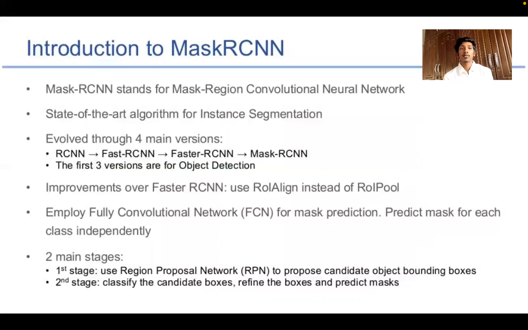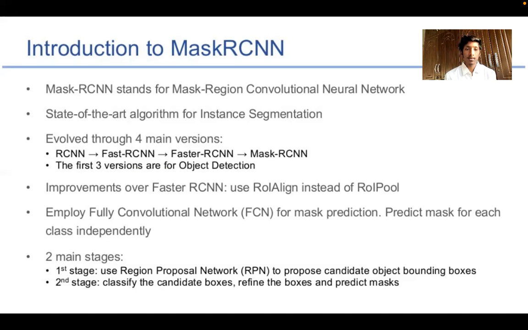So let's get into the topic. Introduction to Mask RCNN. What is Mask RCNN? It stands for Mask Region Convolutional Neural Network. It is the state-of-the-art algorithm for instance segmentation. It evolved through four main versions: RCNN, Fast RCNN, Faster RCNN, and Mask RCNN. I'll explain this clearly in the coding. The first three versions are for object detection.